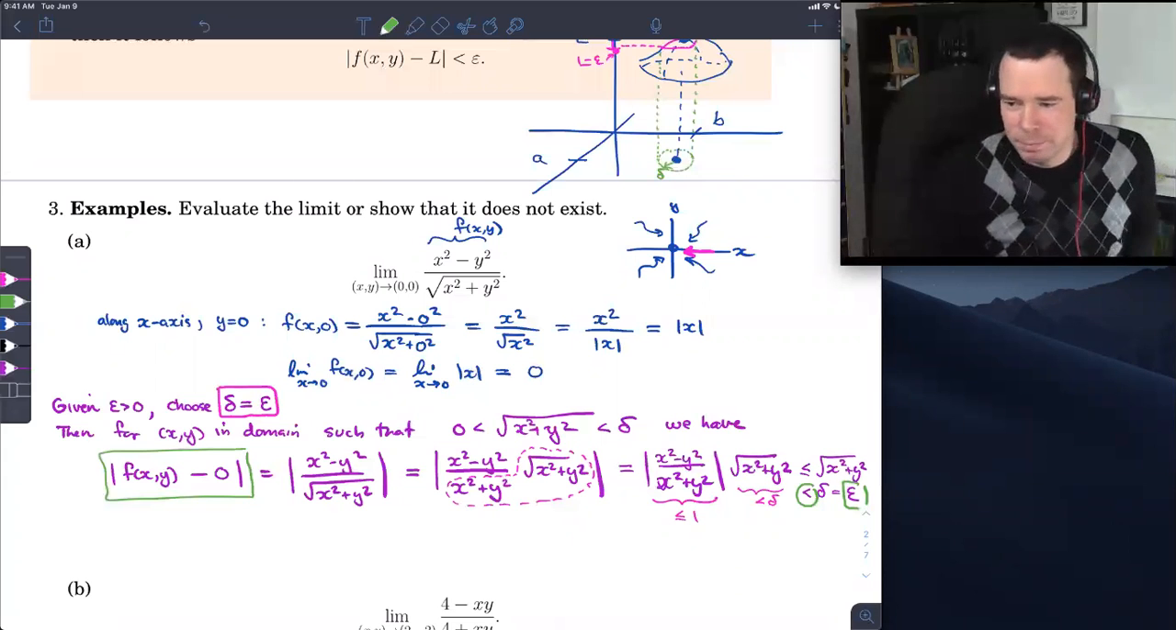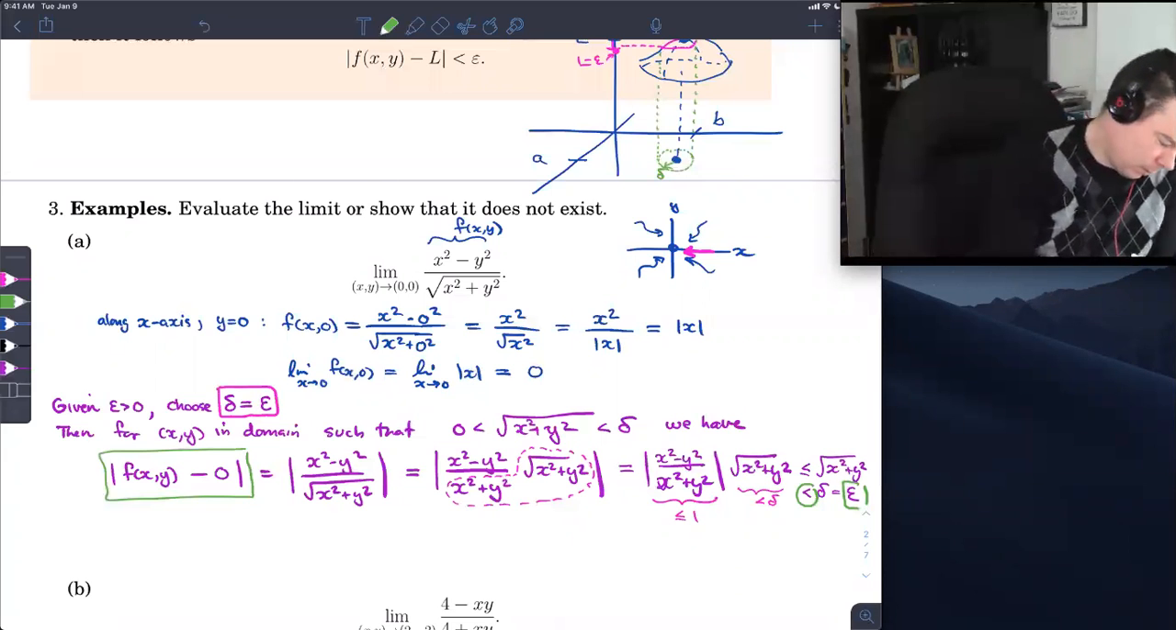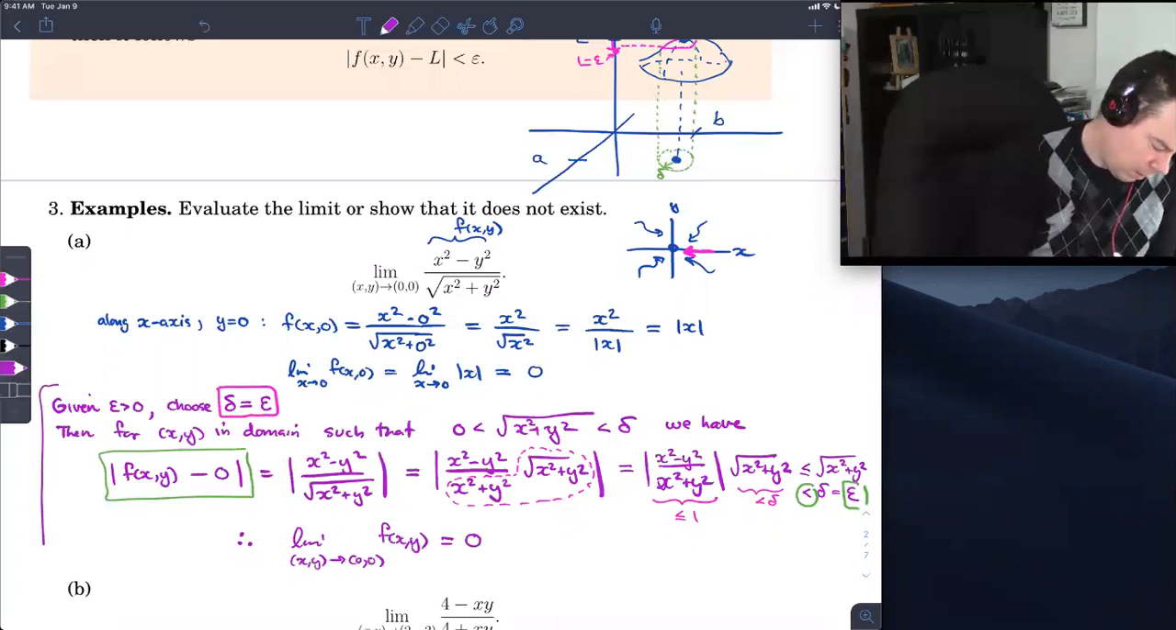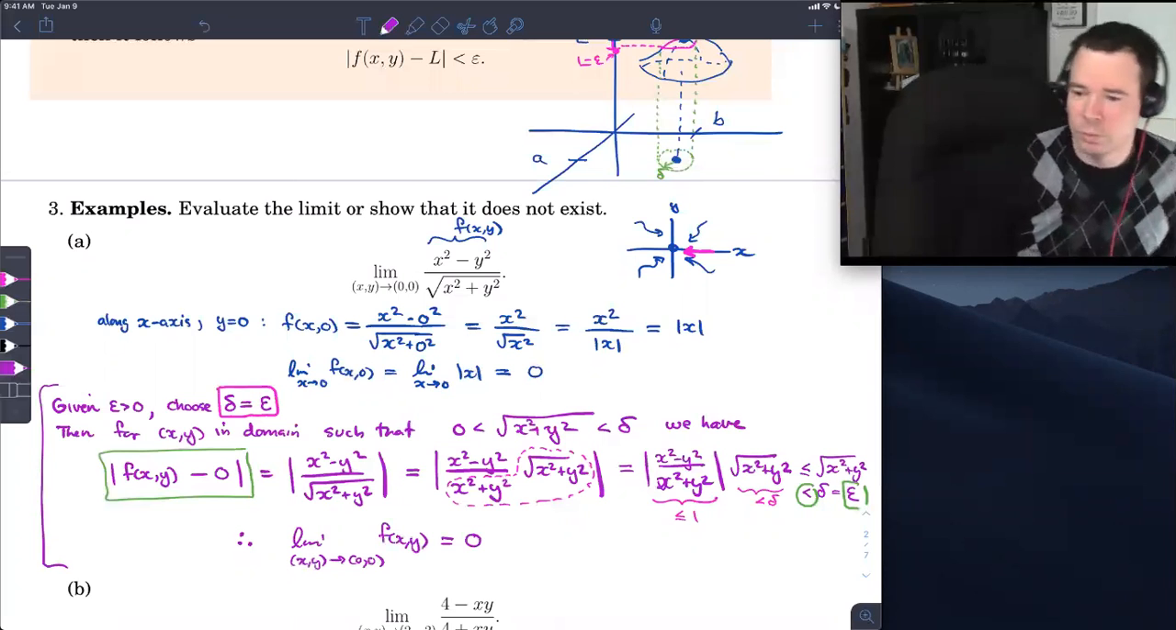So this completes that epsilon delta proof. So therefore, the limit as xy goes to 0, 0 of f of xy is equal to 0. So that's our delta epsilon proof, or epsilon delta proof.